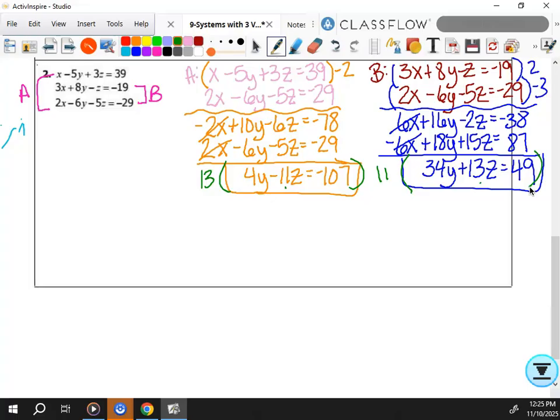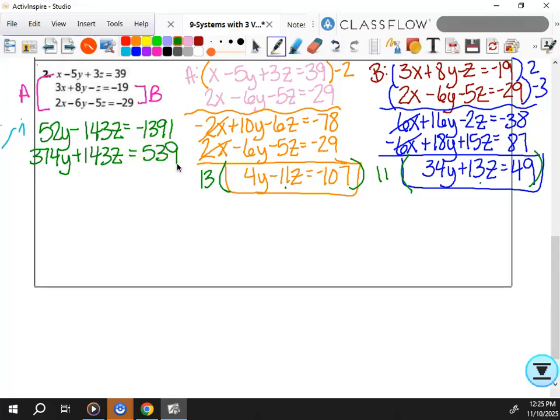So when we multiply this out, this will give us 52y minus 143z equals, and then 13 times a negative 107 is a negative 1391. Just giving them to you now because I'm pretty sure y'all can push the buttons on the calculator. Then 11 times 34, that's 374y plus 143z equals 539.